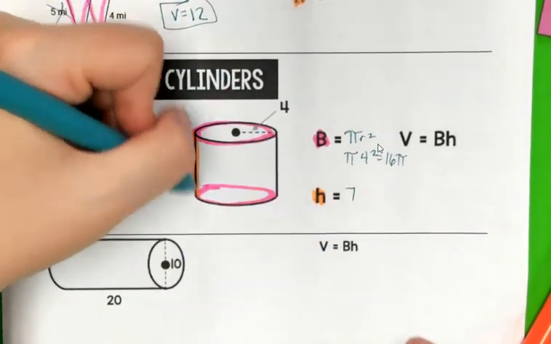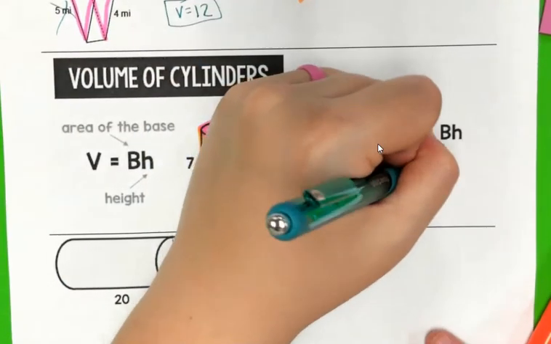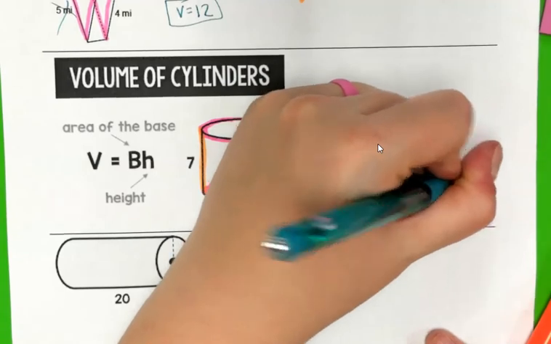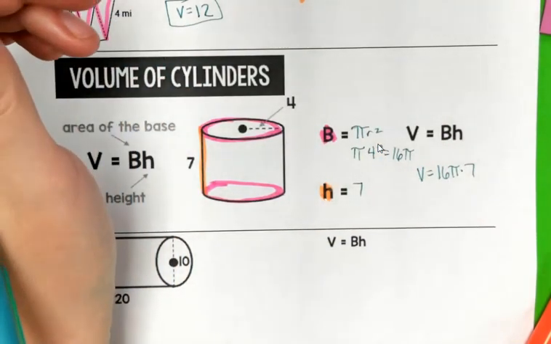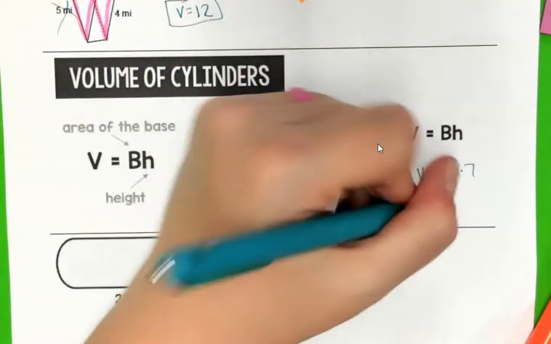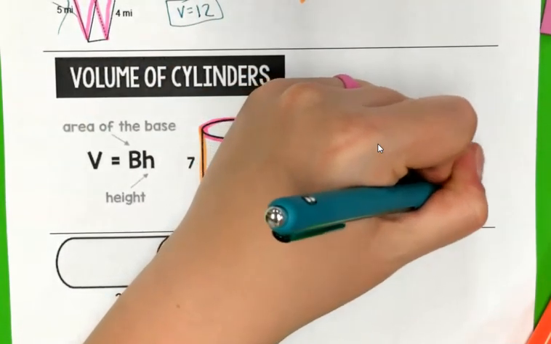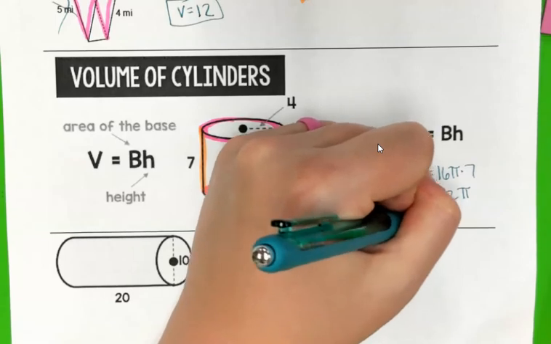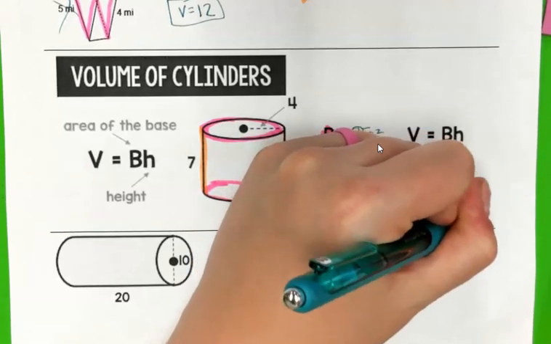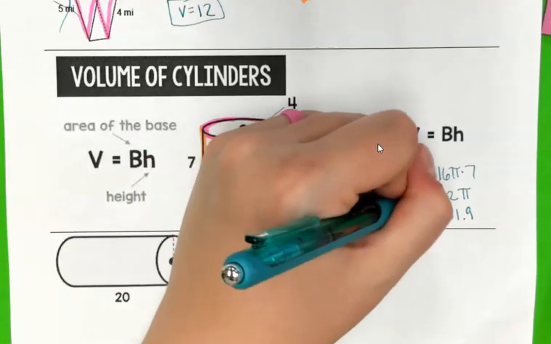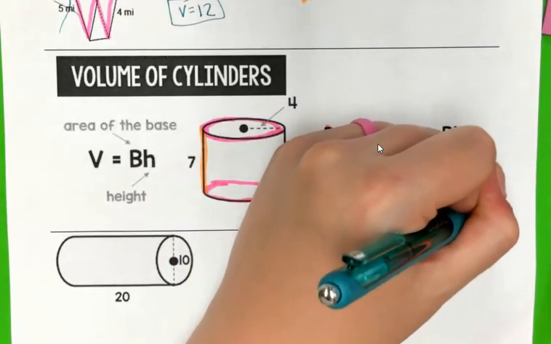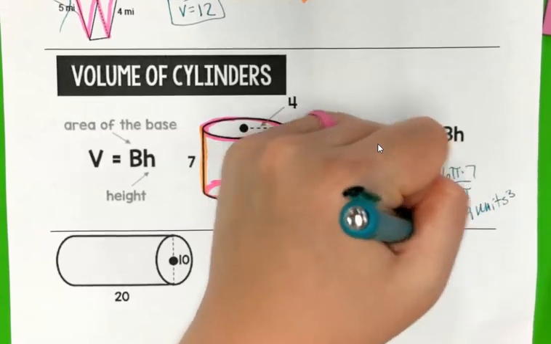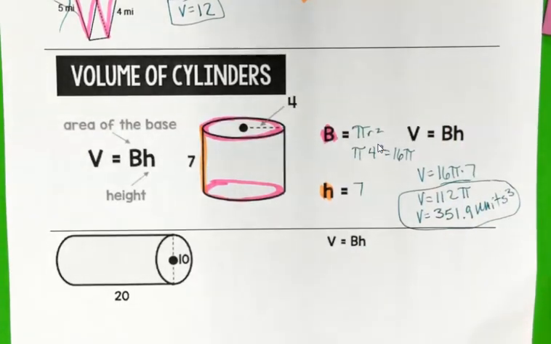And then our height, it's 7 units. The circles are 7 units away from each other. So our volume is 16 pi times 7. 16 times 7 is 112 pi. If it asks in terms of pi, then you would be done. If it asks for it in decimal form, then you would put 112 times pi in the calculator, and you would get 351.9. And those would be your final answers.